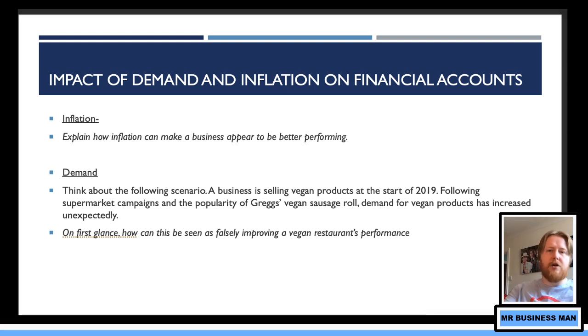Okay, so let's talk about inflation first. Inflation, if you remember, is the time value of money. It's how much the value of the pound or the dollar or whatever it is changes over time. So a pound today is not the same as a pound in a year's time. It will have changed by a percentage, and that's the inflation rate. Okay, so explain how inflation can make a business appear to be performing better.